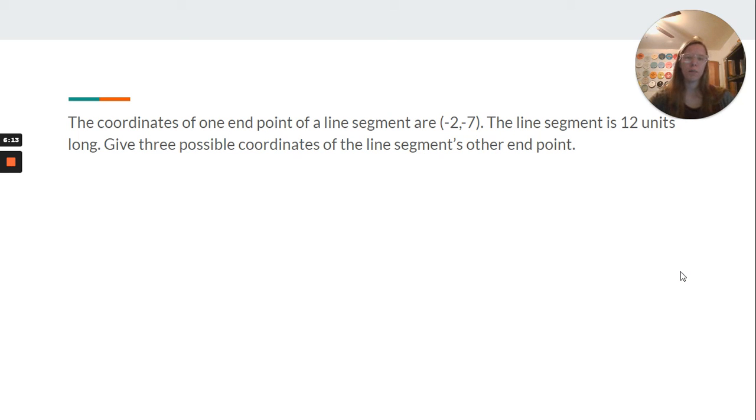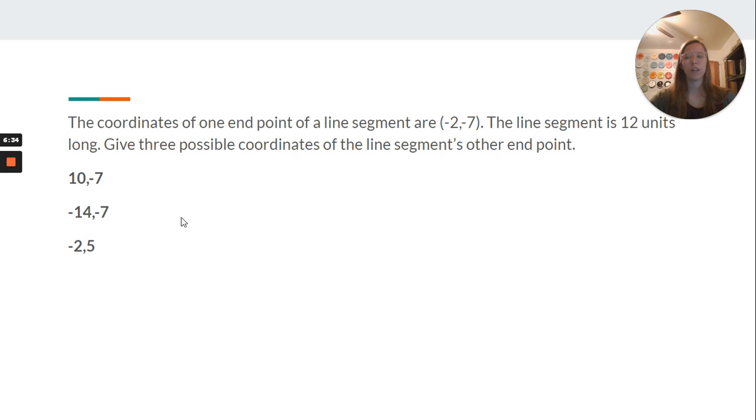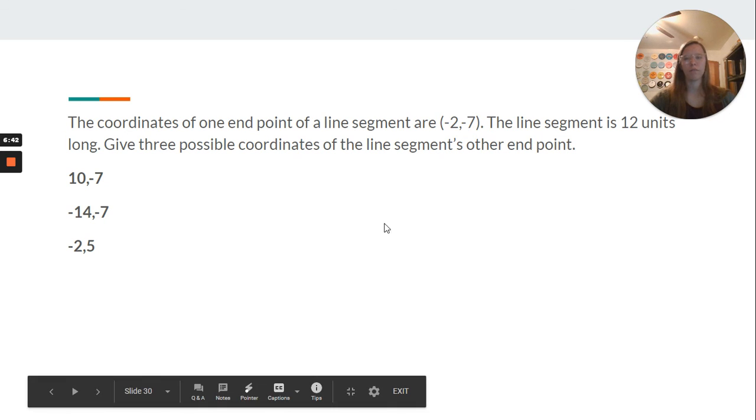Coordinates of one endpoint of a line segment are -2, -7. The line segment is 12 units long. We looked at possible coordinates of the line segment's other endpoint. So if opposite sides of 0, +2, so what is it? It would be 10, -7. You could do same sides of 0, which would be -14, -7, or opposite sides with the -7, which is -25. Okay?